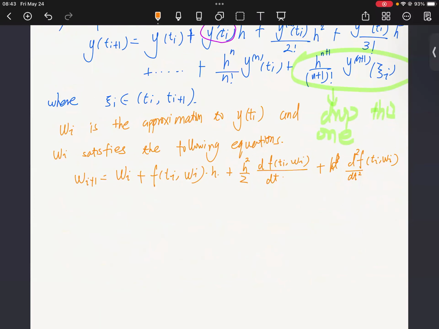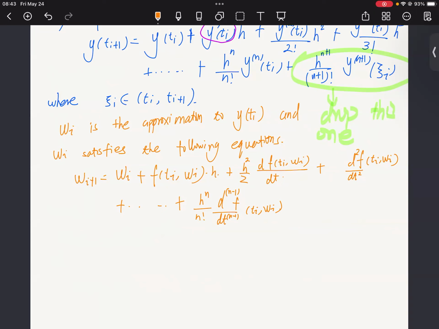And the next terms we have go all the way to h to the n over n factorial, and then d here should be the n minus 1 derivative, d^(n-1) over dt^(n-1), evaluated at Ti. This is the derivative of the f function, evaluated at Ti and Wi. And this is the formula we have for the Wi plus 1 updating rule.